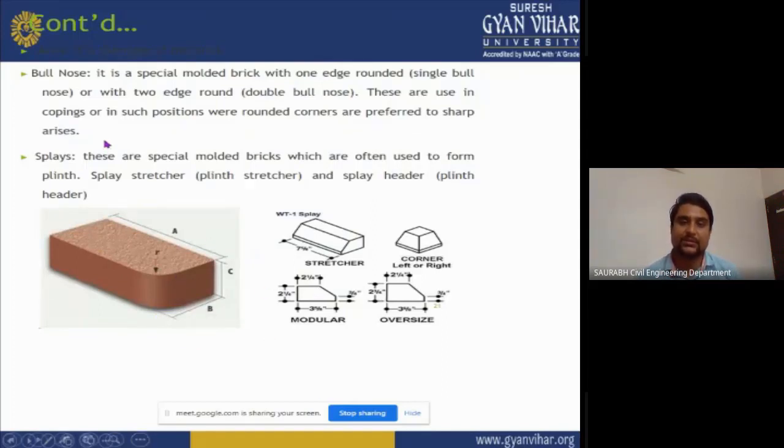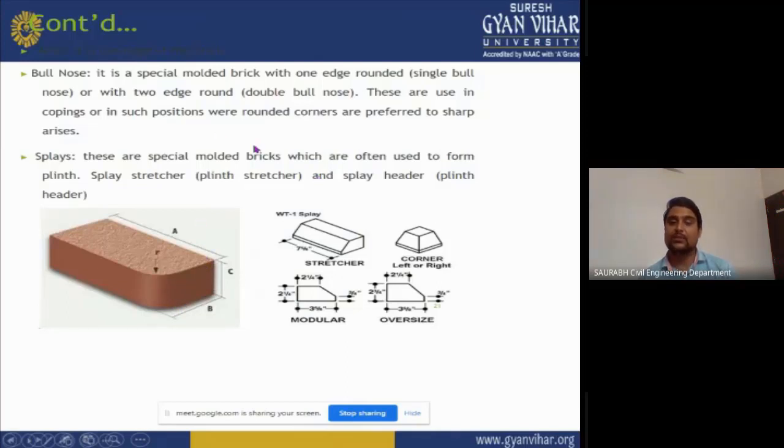Now we will see the bull nose. What is the bull nose and what is the splay in a brick? Bullnose is a special molded brick with one edge rounded, known as the single bullnose. As you can see in the image of bullnose, with two edges rounded it is a double bullnose. If two edges, the corners of the brick, are rounded, here also it is called a double bullnose.